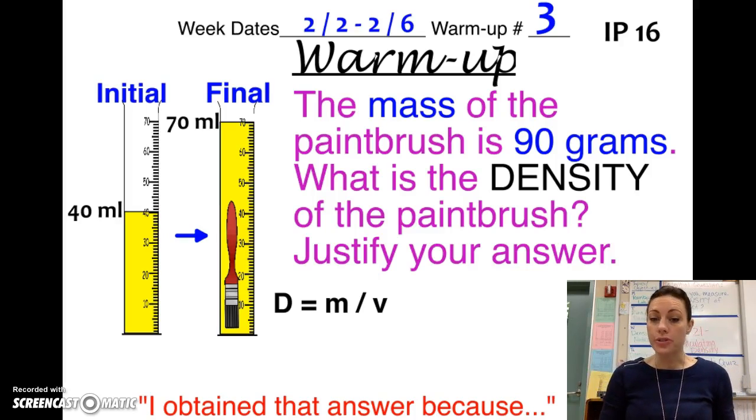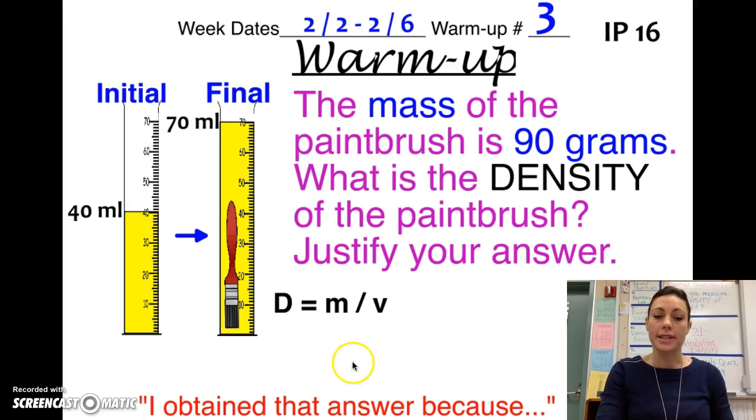Before we go into our notes for today, we're going to very quickly go over the warm-up because I want to make sure you have the answer. So turn to your warm-up and make sure that you have the correct answer. The mass of the paintbrush is 90 grams. What is the density of the paintbrush? I wanted you to justify your answer.